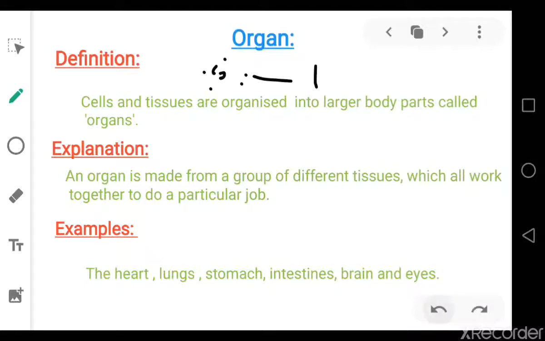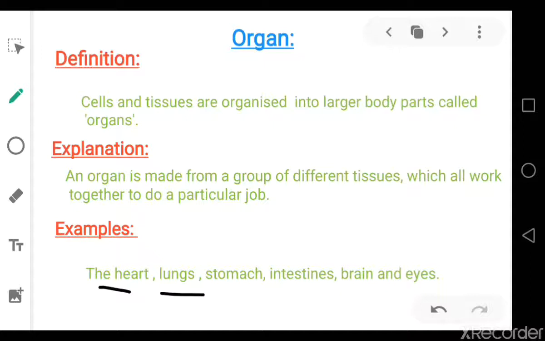Now what's the explanation for it? An organ is made from a group of tissues which all work together to do a particular job. As we have learned in our previous slide about tissues, the organs are also organized to do some particular job. They are also given jobs which they have to do specifically. Examples are the heart. I hope you all know what the heart does. The heart pumps the blood inside the body and provides us oxygen.